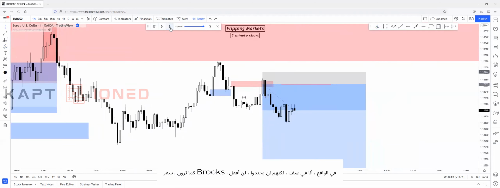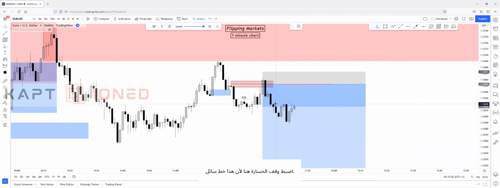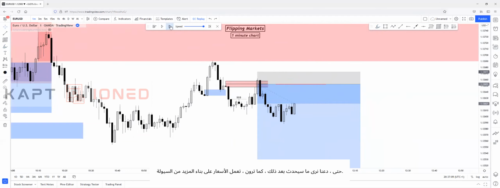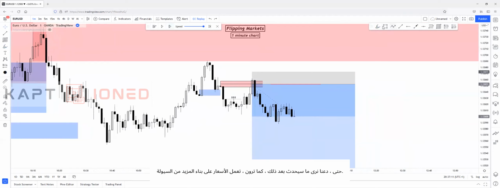As you can see, price broke structure to the downside, but I won't set my stop loss here because this is a liquidity line. I will just keep my stop loss at break-even. Let's see what happens next. As you can see, price is building up more liquidity.